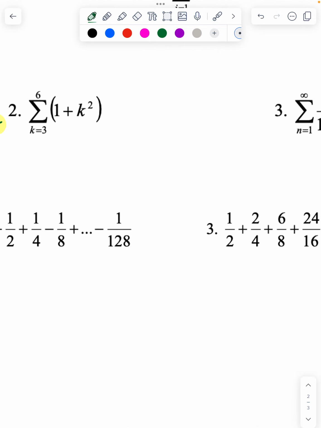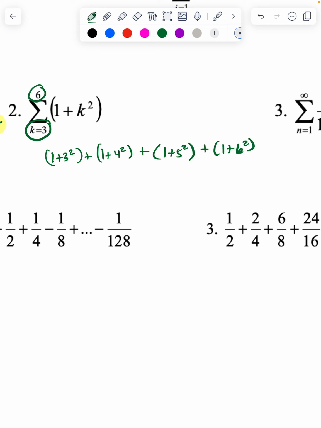Okay, so this one, be careful, because this one doesn't actually start with 1. It starts with 3. So my first term is going to be 1 plus 3 squared. Then I'll be adding 1 plus 4 squared. Then I'll be adding 1 plus 5 squared. And I'll stop when I get to 1 plus 6 squared, because this is my stop number. This is telling me to stop here. This is telling me to start here.